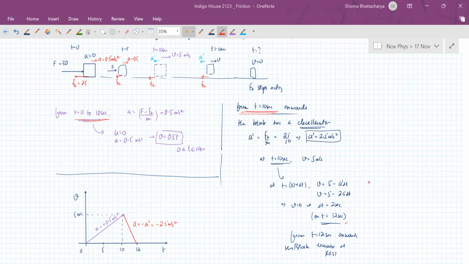Understood? So for example, you can see at 11 seconds time, delta t would have been 1 second. So what would the velocity have become? 5 minus 2.5, it would have become 2.5. So like that, when is the velocity becoming 0? That's when 5 minus 2.5 delta t becomes 0. So that delta t is 2 seconds.